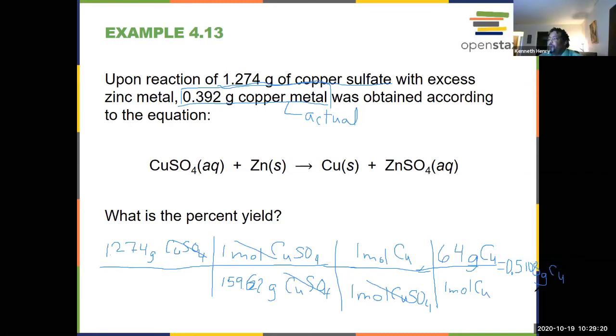Okay, so now we've got the theoretical mass, and this was the actual mass. So what do I use to calculate percent yield? Percent yield equals actual over theoretical, times 100.